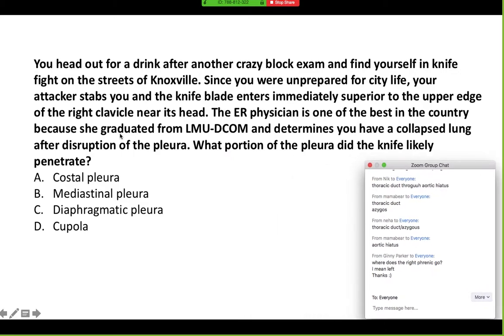Another question. So you head out for a drink after another crazy block exam and find yourself in a knife fight on the streets of Knoxville. Since you were unprepared for city life, your attacker stabs you and the knife blade enters immediately superior to the upper edge of the right clavicle near its head. The ER physician is one of the best in the country because she graduated from LMU DCOM and determines you have a collapsed lung after disruption of the pleura. What portion of the pleura did the knife likely penetrate?